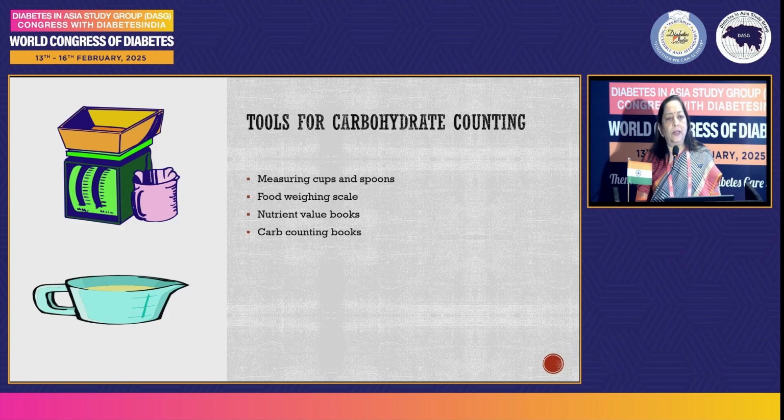The tools required for carbohydrate counting are very simple. First are measuring cups and spoons, which are available in everyone's house. Then a food weighing scale, a nutrient values book, and carb counting books. Nowadays, so many applications are available so patients can calculate the carbohydrates.